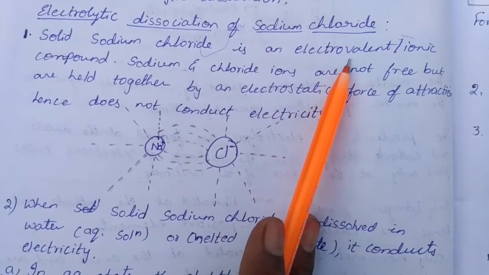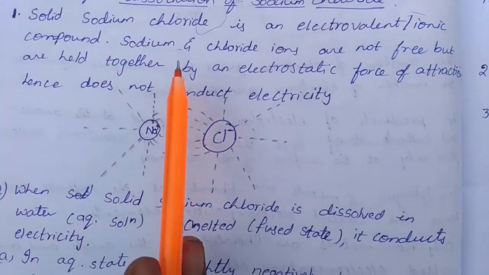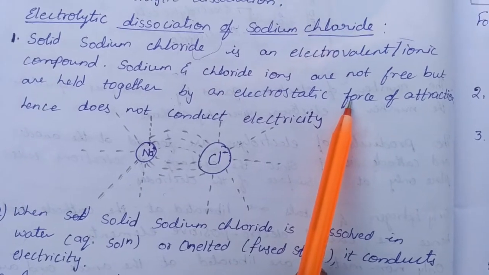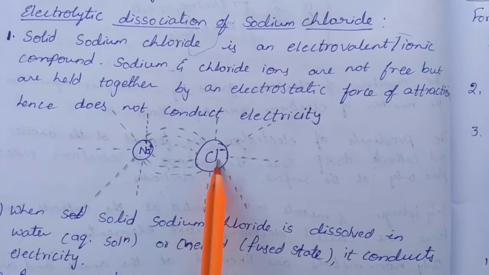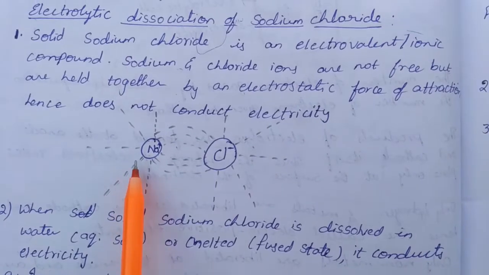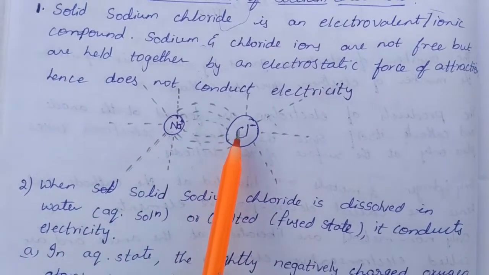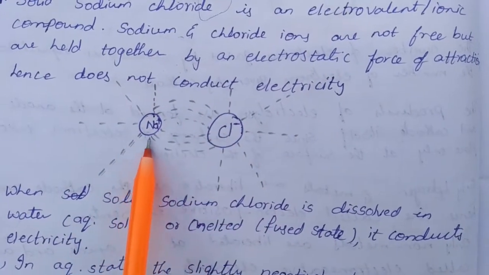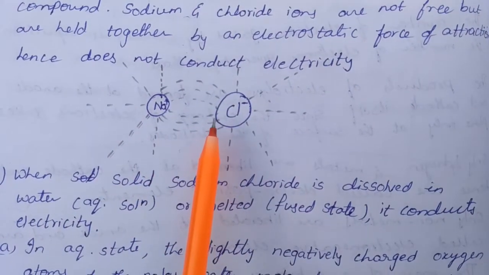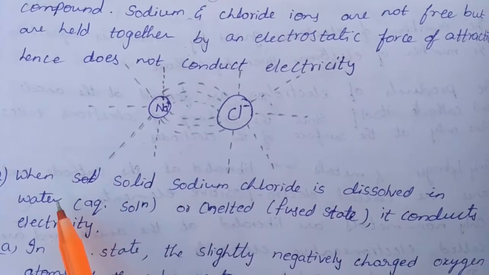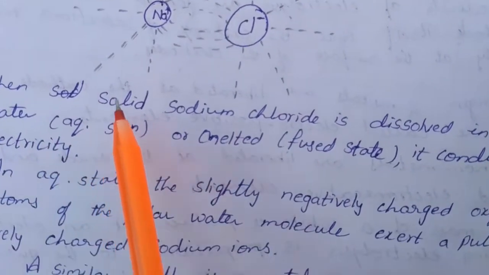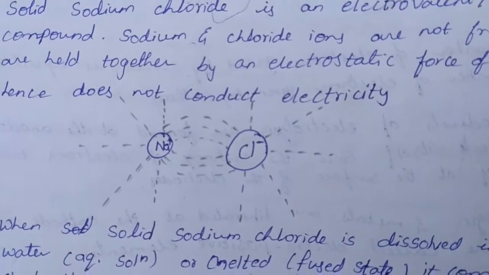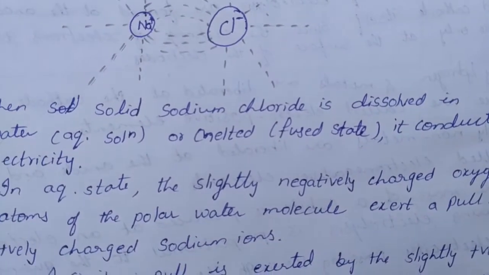But why does it not conduct electricity? Because of the electrostatic forces, which bind the sodium and chloride ions. See here the picture of sodium chloride, sodium and chlorine, and the electrostatic force is holding that sodium as well as chlorine, and whenever it is dissolved in water or if it is melted, it conducts electricity.